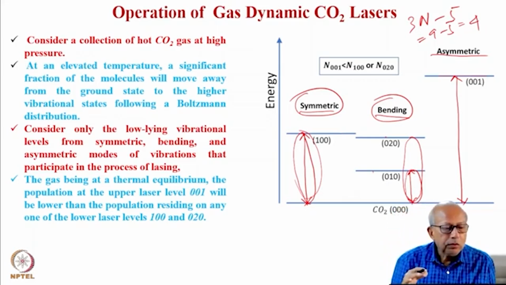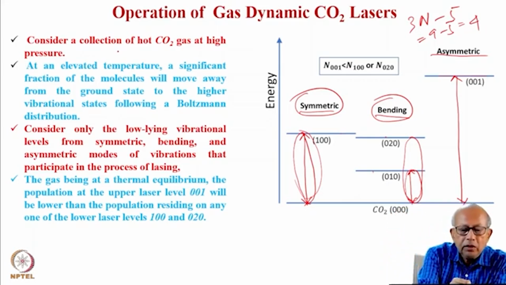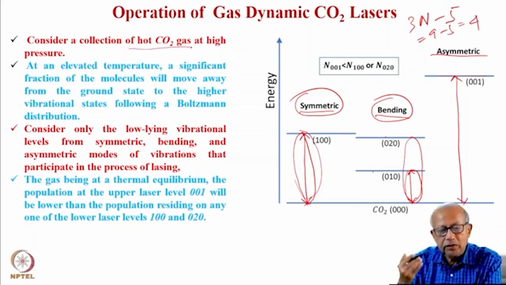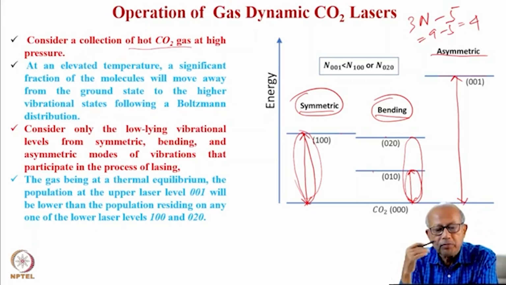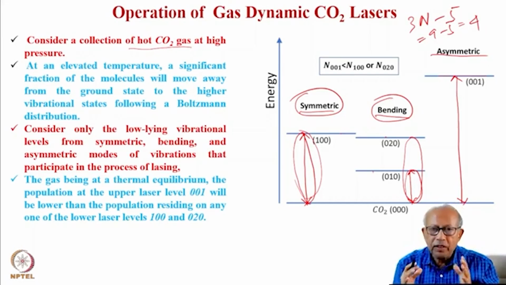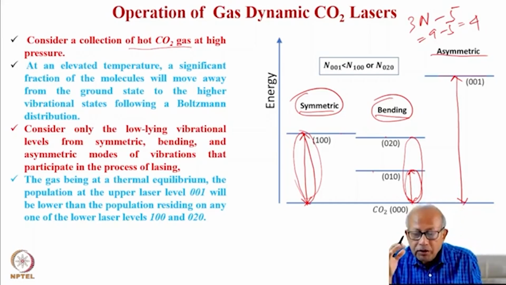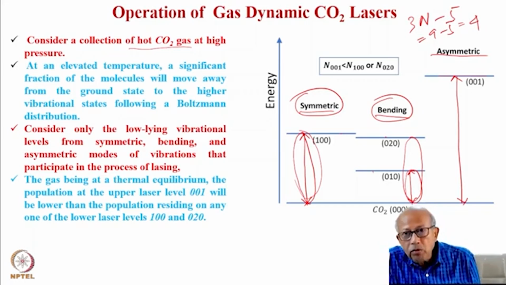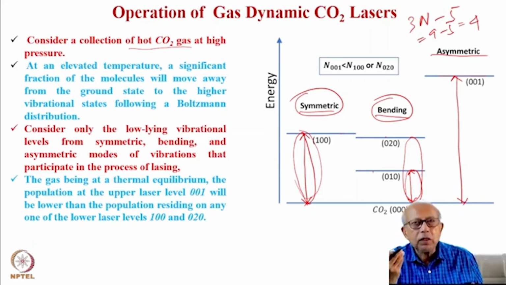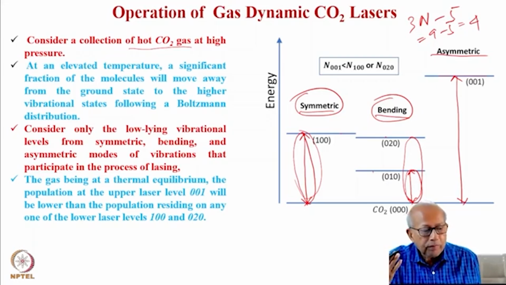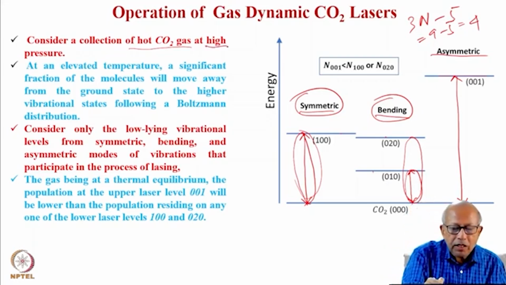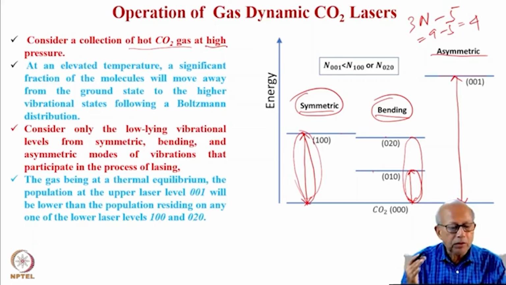So now we consider a collection of hot carbon dioxide gas. That means you have elevated the temperature of the gas, and also you have taken it at a high pressure. Why high pressure? Because at high pressure, the number of active species also will be more. That means you will be able to generate more output power from the laser, simply because the number of light emitting species is more. So high pressure, and we also have elevated the temperature of the gas.